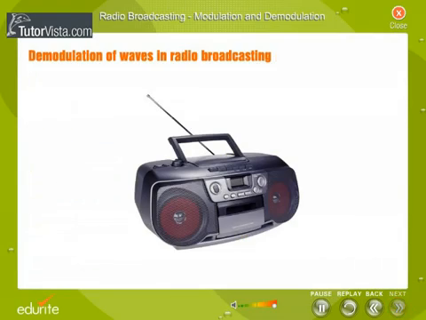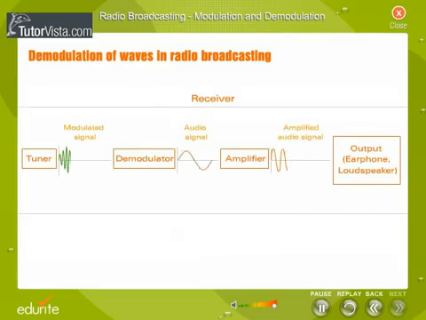Demodulation of waves in radio broadcasting. The process of recovering the audio signal from the modulated wave is known as demodulation or detection. After traveling long distance, the modulated carrier wave is picked up by the antenna or aerial of the receiver.